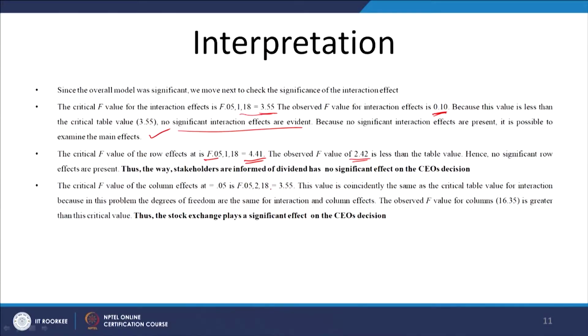The critical F is 3.55 and the observed value is 16.35, which is much higher. So, when it is much higher, we reject. So, we say the type of stock exchange where the stock is being traded plays a significant effect on the CEO's decision whether or not to pay dividends. So, this is how you do it.